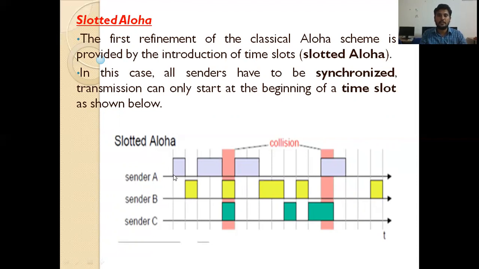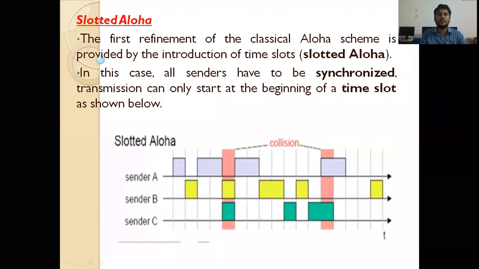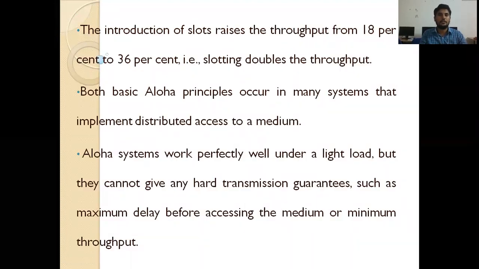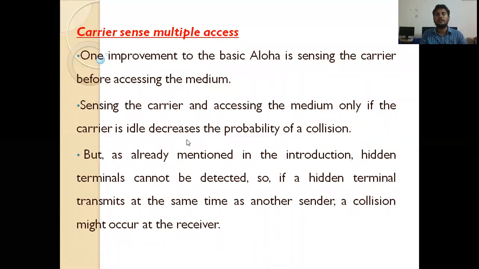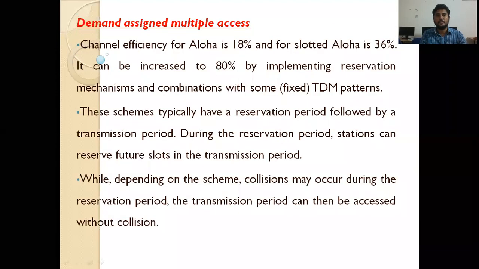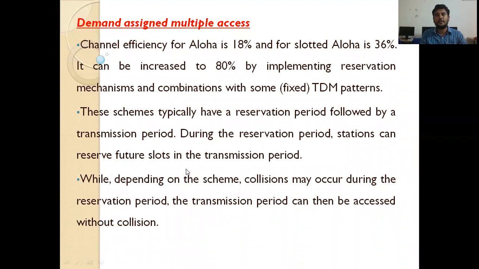Sender A transmits the data packet at 9 a.m. Sender B's data packet is ready at 9:10 a.m., but sender B waits until the beginning of the next time slot to transmit the data packet. That is implemented in slotted Aloha. There, a bit of collision still occurs. To avoid this, the CSMA technique is used for wireless or mobile communication mediums. It is classified into three categories, and finally demand assigned multiple access. Depending upon demand, we assign the slots. That is reservation Aloha.